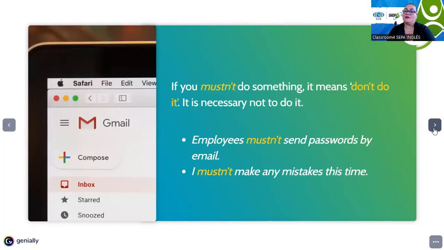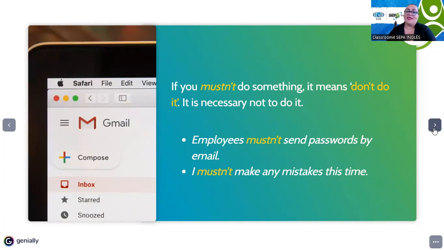If you mustn't do something, it means don't do it. It is necessary not to do it. Employees mustn't send passwords by email. I mustn't make any mistakes this time.